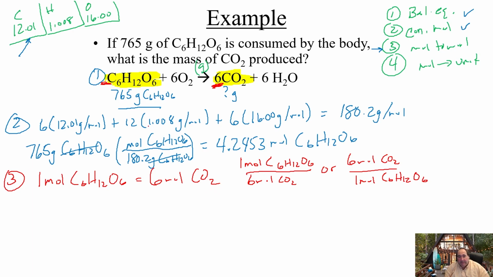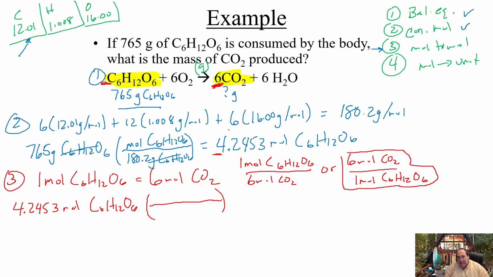Now we're going to do the steps. We're going to take the number we just got, which was 4.2453 moles of C6H12O6. We're going to pick the conversion factor that's going to cancel that out. So we do need the C6H12O6 on the bottom, so we'll use the one on the right there. That's going to give us 6 moles of CO2 up on top and 1 mole of C6H12O6. That is the big stoichiometry move from the balanced equation.